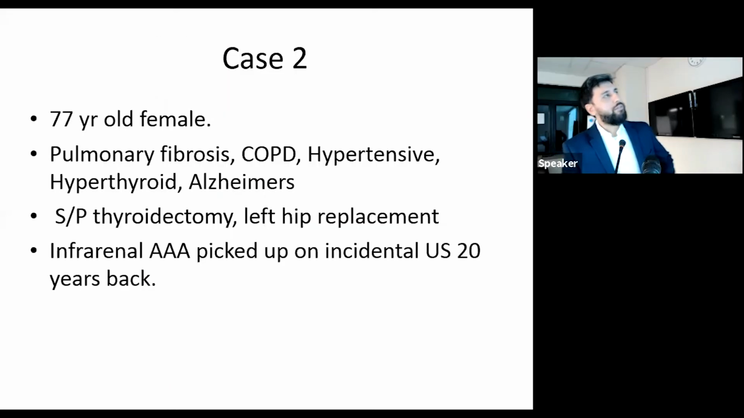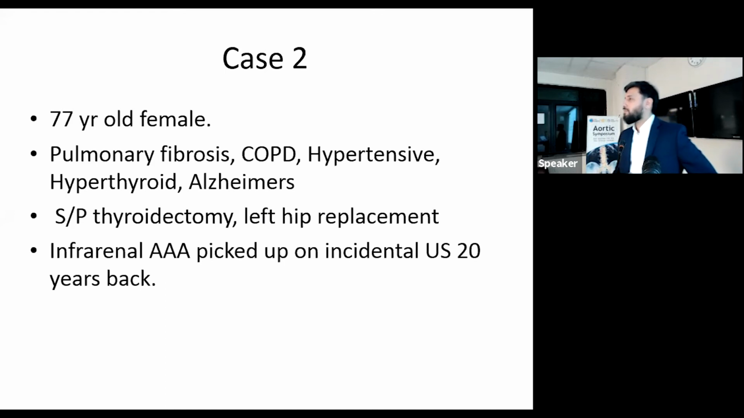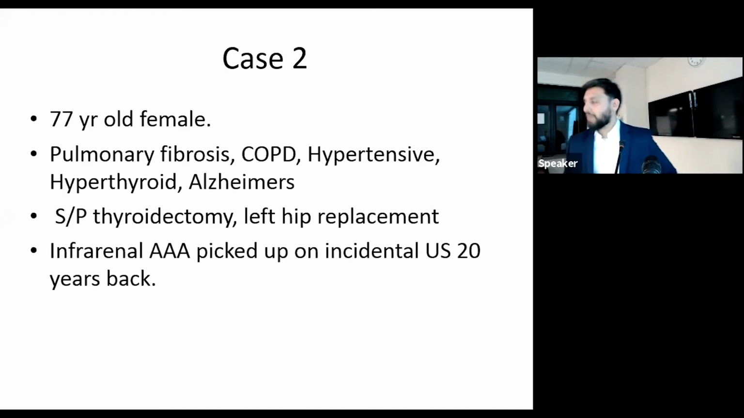Second case is a 77-year-old female. This is a female who had pulmonary issues, pulmonary fibrosis and COPD. So we just talked about how those patients do better actually after EVAR than open surgical repair as well. And this patient had an abdominal aortic aneurysm picked up quite some time back, 20 years ago, and was gradually growing and reached the threshold for treatment. And we decided to go ahead.